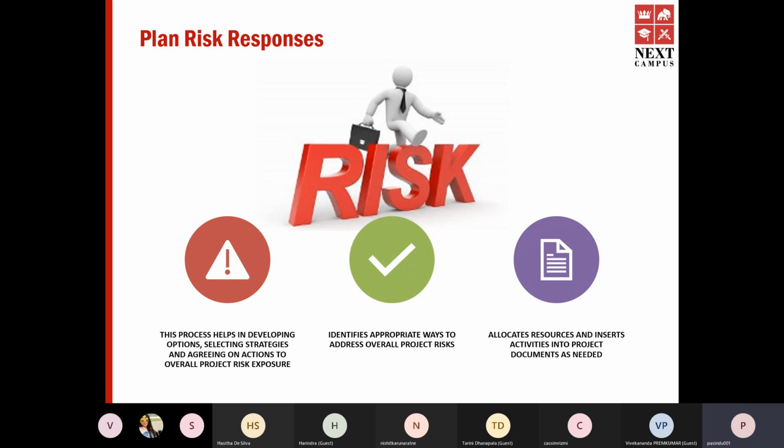Planning risk responses involves allocating resources and initiating activities so that you can kickstart the response, and you will also update your documents with the planning that you've done.